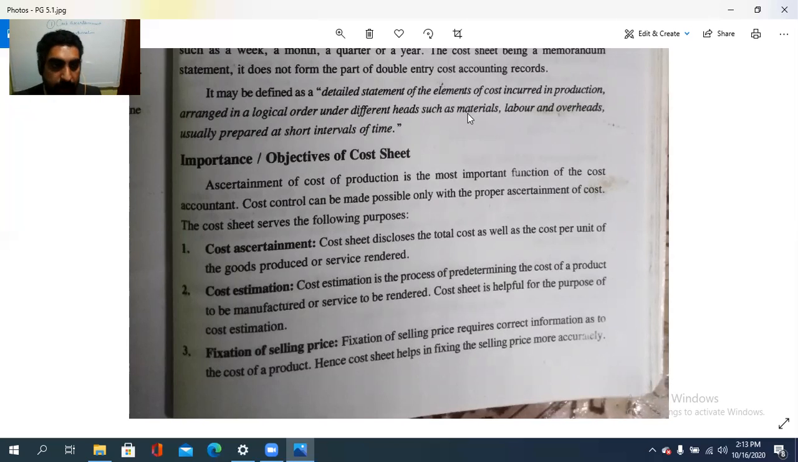The cost sheet is helpful for the purpose of cost estimation. So, estimating the cost, ascertaining the cost, then fixation of selling price.